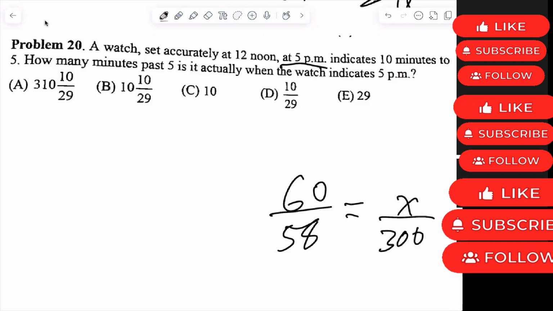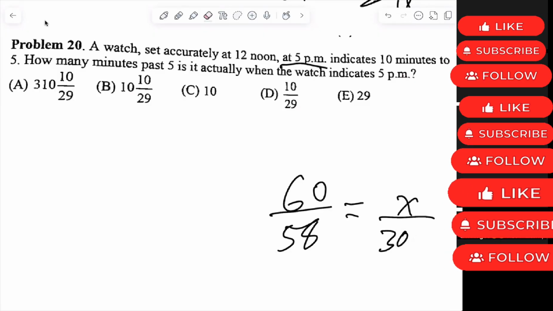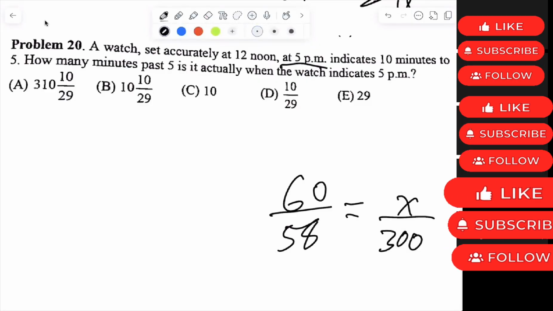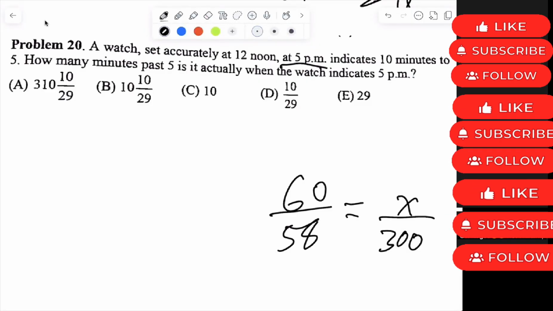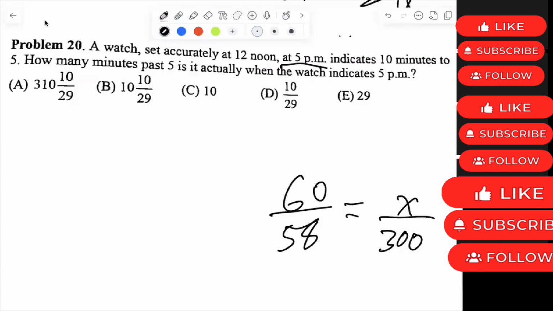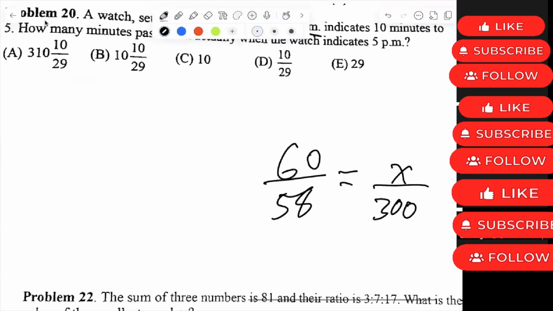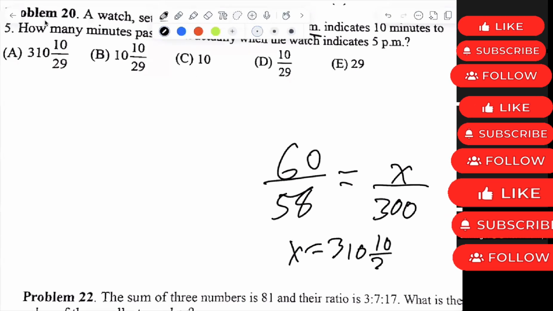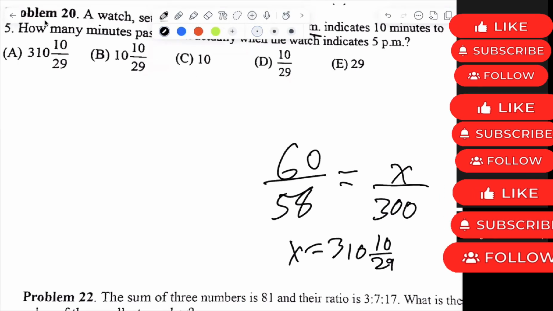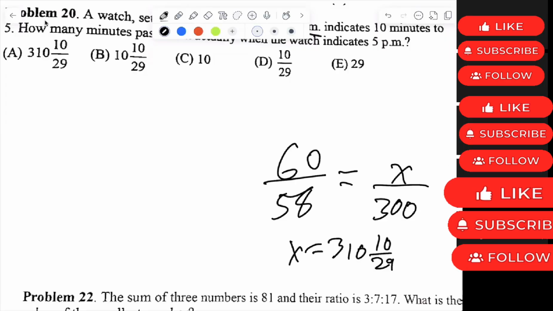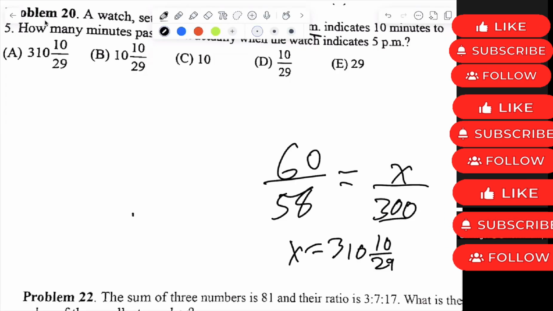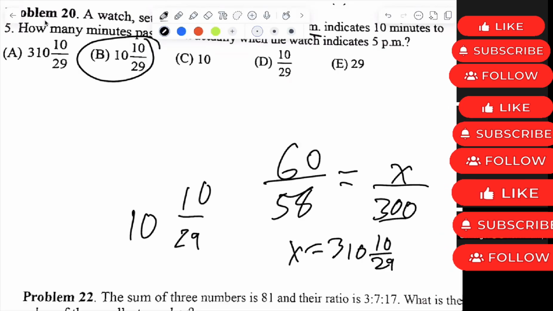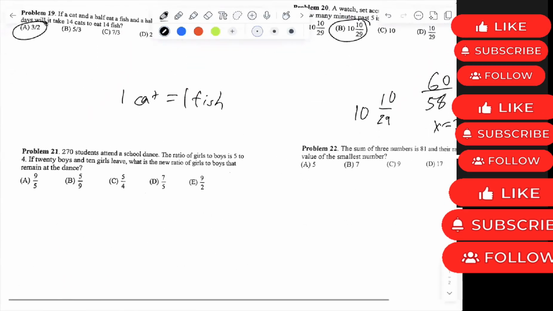Well, it's going to take 300 minutes, or 60 times 5, all right? And the actual time is going to be x, right? Solving will give you x is equal to 310 and 10 over 29. Or notice that this is 300 minutes, that would be 10 and 10 over 29 minutes past 5. All right? Now let's move on to problem 21.